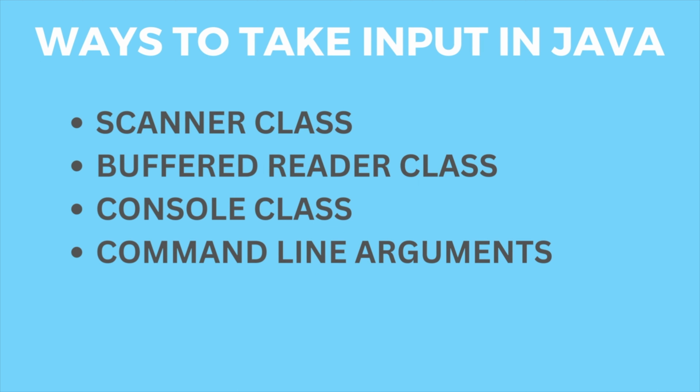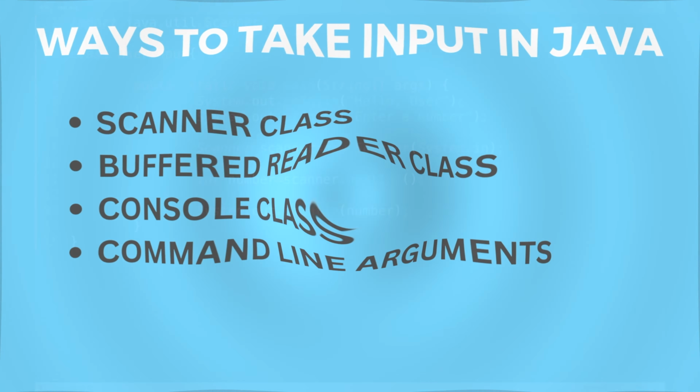Now let us see what are the various ways to take input in Java. Java has four ways using which user can pass input to the program. First is your scanner class, then you have this buffered reader class. After that, you have this console class, and finally, using the command line argument, right? And we have already seen the command line argument in one of our previous videos. In this video, we will see how to take input using the scanner class in Java.